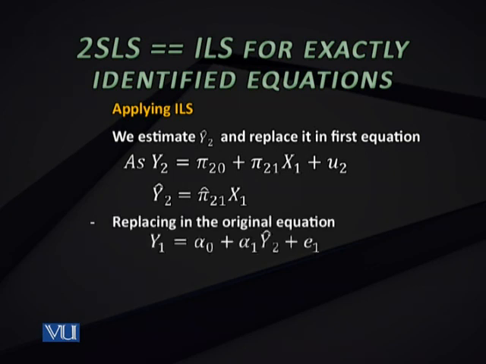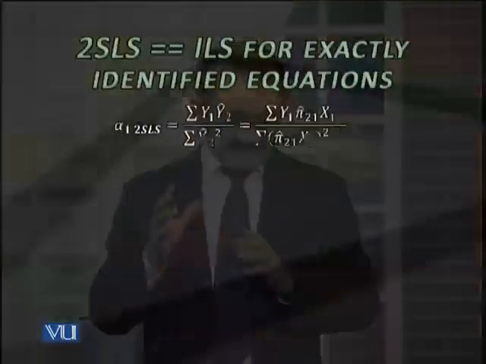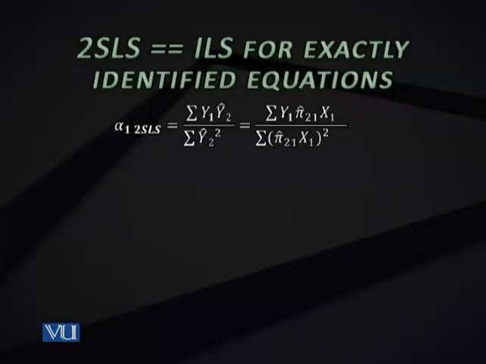Now we'll replace this y2 hat in the first equation to perform the second stage of the 2SLS regression. So y1 was alpha naught plus alpha 1 y2 plus e1. Now instead of y2 we have substituted y2 hat, so y1 is alpha naught plus alpha 1 y2 hat plus e1. Again remember the formula I just told you: from the simple regression equation, the slope coefficient b is summation xy over summation x square. Now instead of x you have y2 hat, and instead of y you have y1. Using the same technique, you can see that alpha 1, the two-stage least square alpha 1, can be written as summation y1 y2 hat over summation y2 hat square. Now remember that you know that y2 hat is pi 2 1 hat x1.